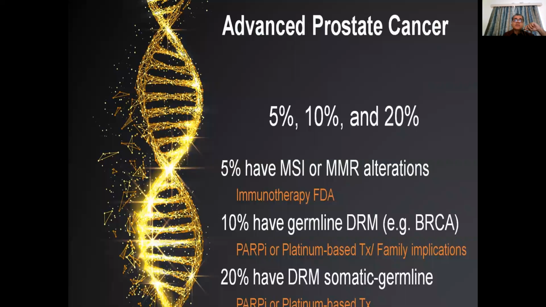So based on these three types of tests, early prostate cancer testing can help in deciding management of the patient. Coming to advanced prostate cancer genetics, we have to remember the 5, 10, and 20 rule. 5% of them have microsatellite alterations, and they are candidates for immunotherapy, whereas 10 to 20% have either germline or germline and somatic BRCA mutations in prostate cancer, which are amenable to PARP inhibitor therapy. I'll just come to them very briefly.